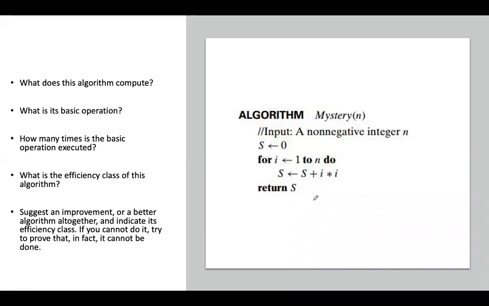So these are the questions you need to answer. What algorithm is it? What does this algorithm do? What is its basic operation? How many times does that basic operation execute? What is the efficiency of the algorithm? And the next question is, after seeing the efficiency, can you suggest any improvement for this algorithm? If you can improve it, you need to calculate its efficiency again and prove that it can be improved or that it cannot be improved.